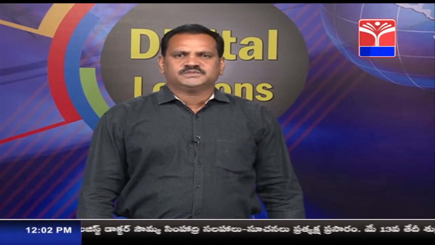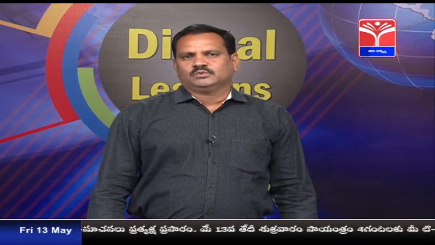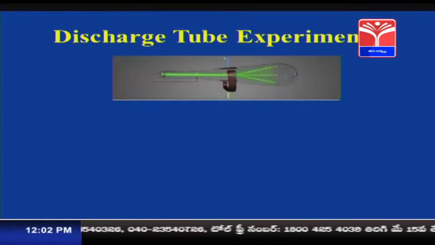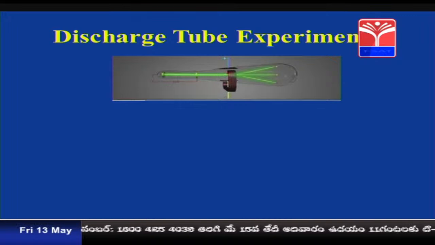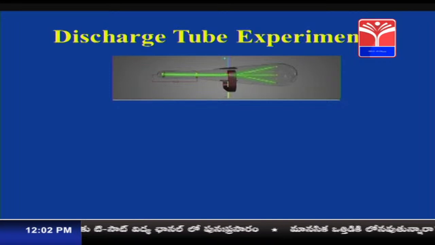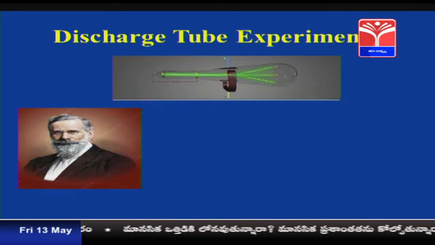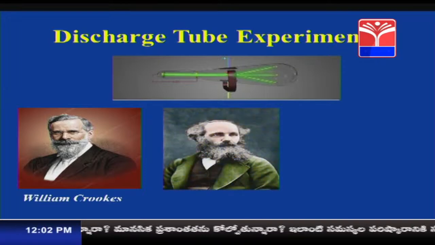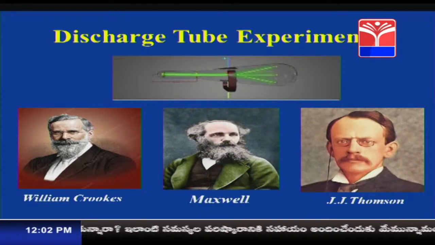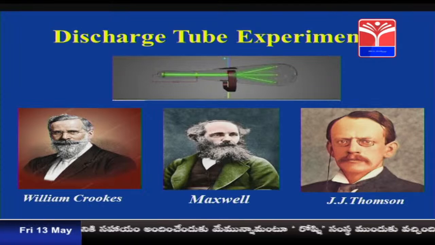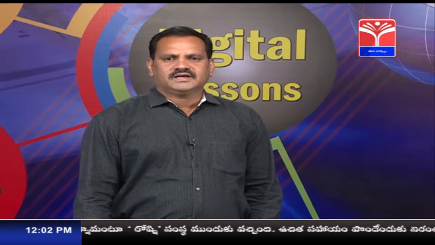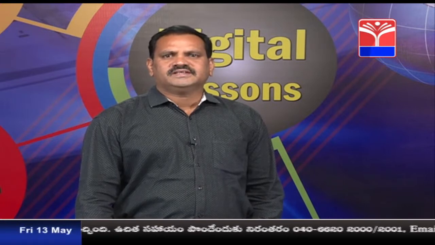Dalton could not explain why electricity is generated when we rub a glass rod or when we rub the surface of an ebonite rod. To explain the generation of electricity, various discharge tube experiments were done by different scientists like William Crookes, Maxwell, J. J. Thomson, and they discovered that there are some fundamental particles inside the atom.